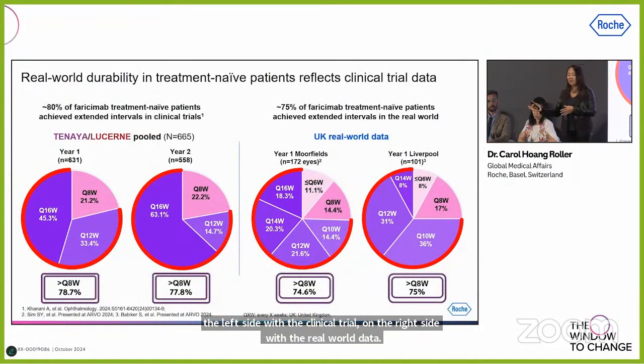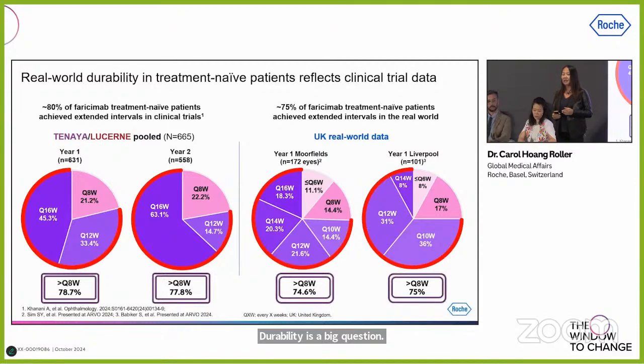It's maturing over time, but what we're seeing here on the left side, Tenaya Lucerne, you see the big red, that's greater than 8 weeks. We're seeing also replication in the real world. There's 2 examples here on the right side at Moorfields and also in Liverpool too. So once again, it's mirroring. It's still early days, but things are mirroring in the right direction.